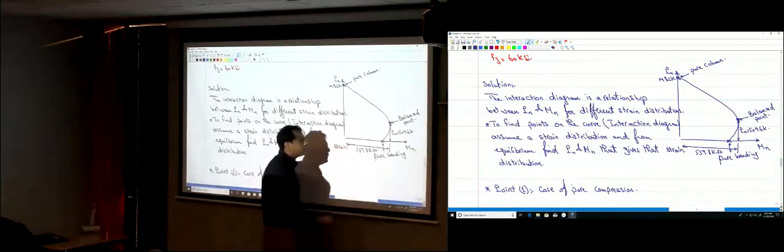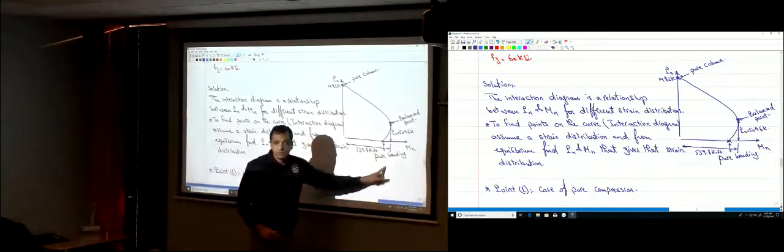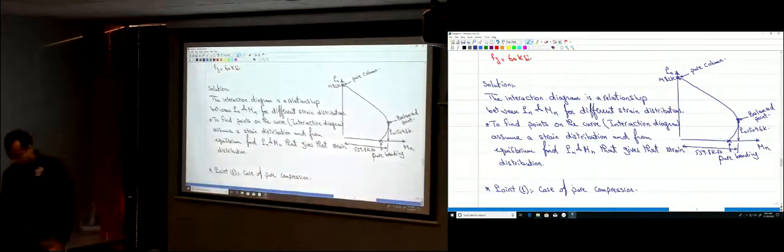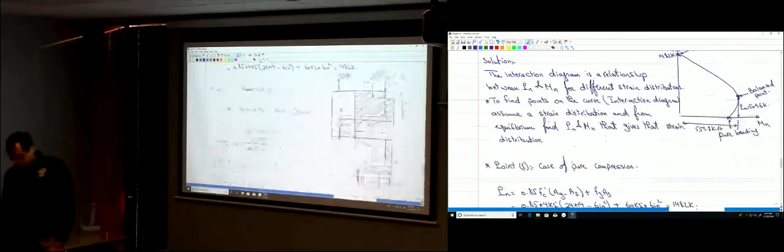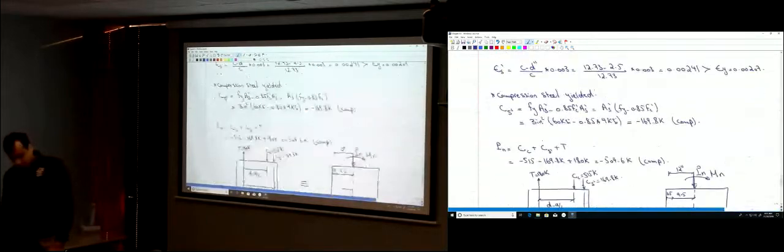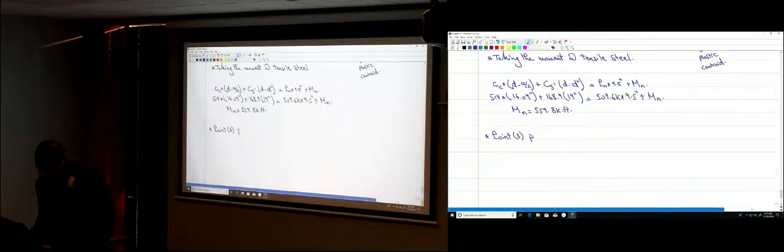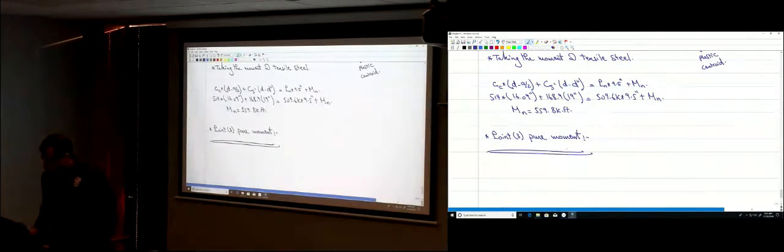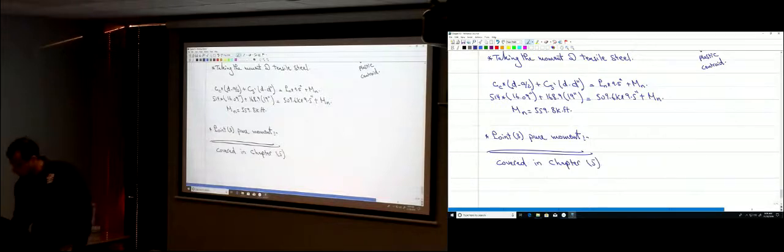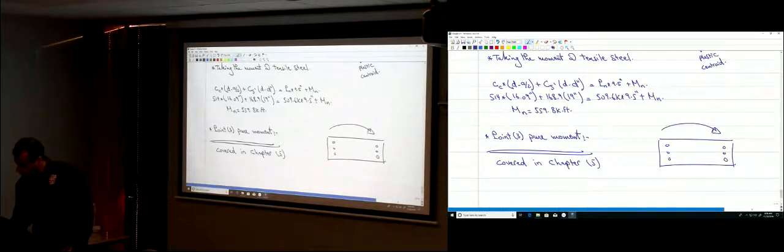Now let's work on that third point. For that third point, it's pure moment. You only have moment, okay? Point 3 on the curve is pure moment. So when you have pure moment, that was covered in chapter 5, right? Your section looks like this. You have those 3 bars here, and you have a moment like this.